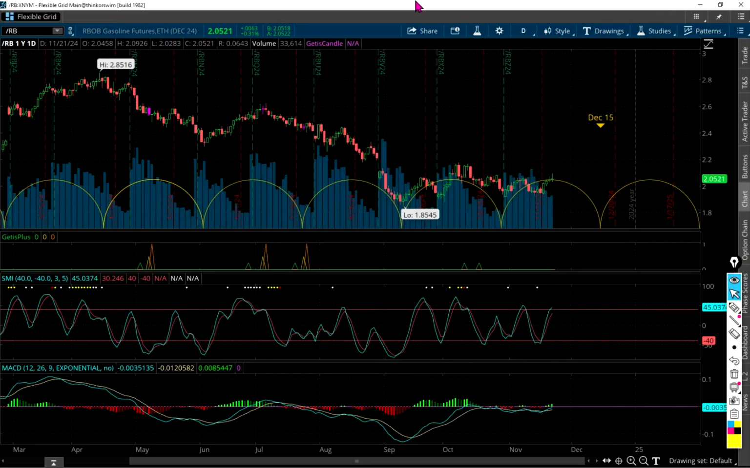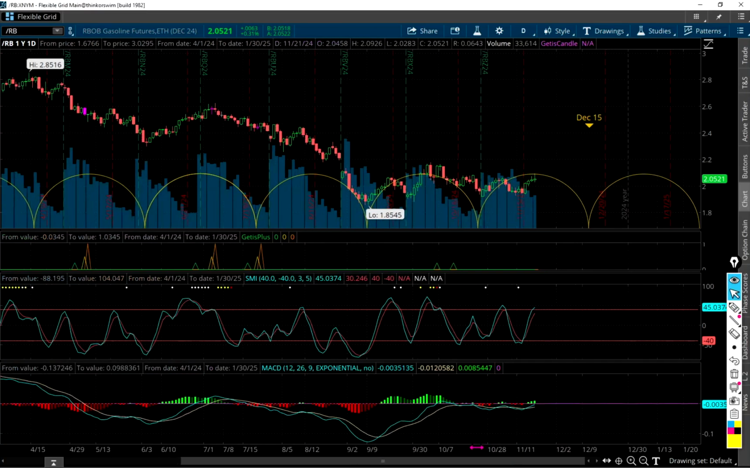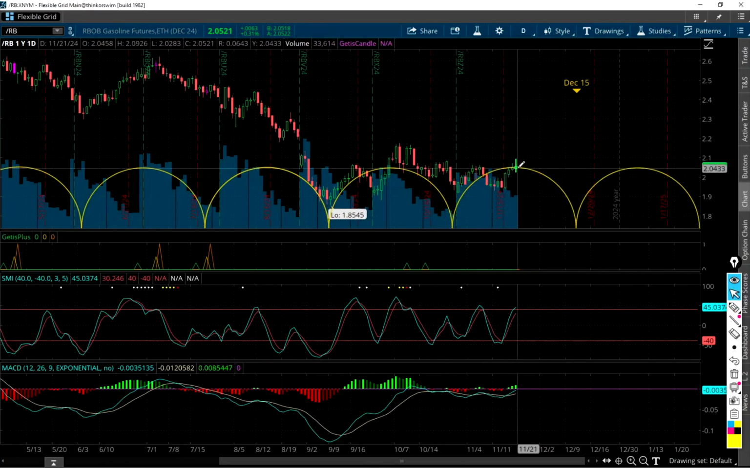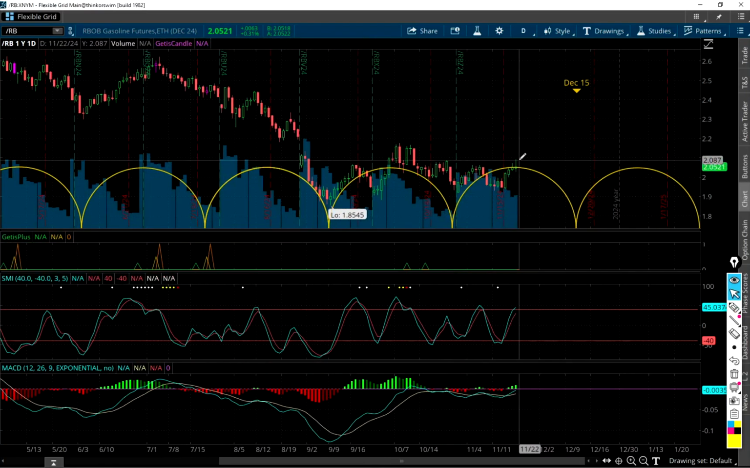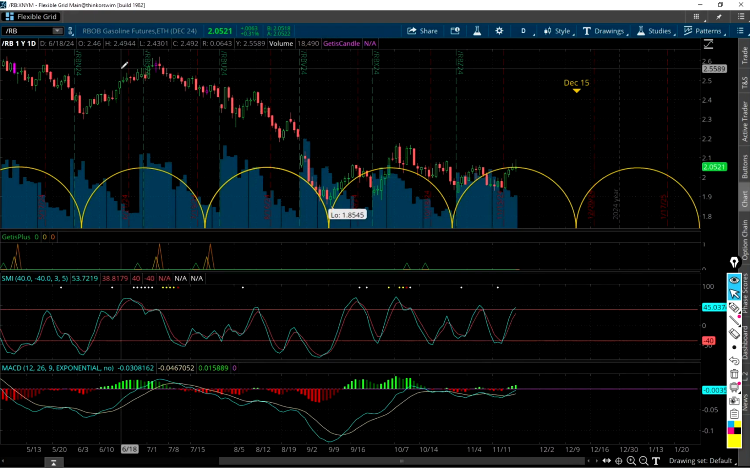Gas is trying to go positive here. It's really close to going positive. Looks a little bit stronger than crude oil, but I wouldn't go long on it just yet. It's getting kind of choppy, with long upper wicks. Just not a good look. All right.